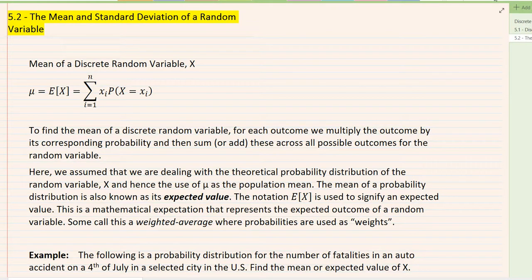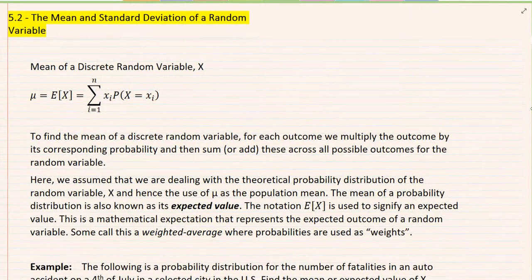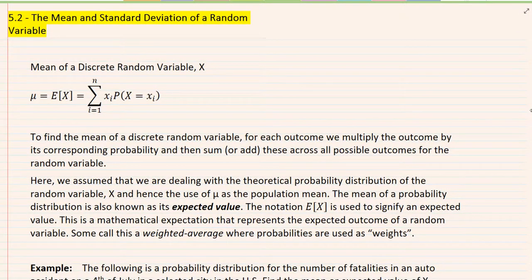8.2, we're going to take a look at the mean and the standard deviation of a random variable. Remember, we're talking about discrete random variables here. So the formula that you're about to see here works only with discrete random variables. So our first formula you see here is that of the mean or average of a discrete random variable.